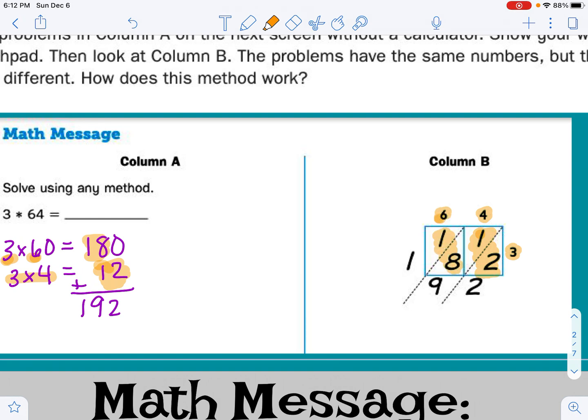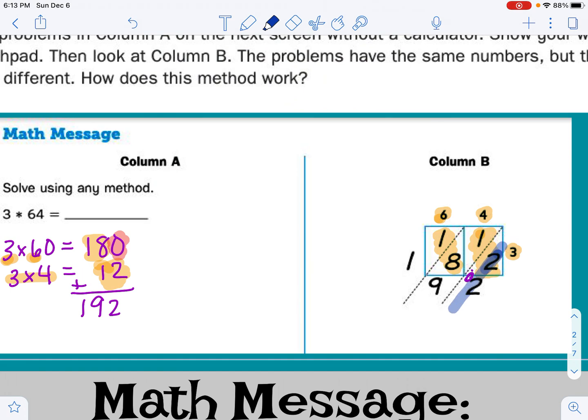It makes me wonder about the 0. We still have this 0 here that we didn't do anything with. But when I look over here, I could have put a 0 right here to make it 180, and it wouldn't have changed my answer at all. So it makes me wonder if the lattice method just doesn't include that 0, but it still puts the numbers in the right place. Because the other thing I'm noticing about this lattice method is that I'm getting my answer by adding up these diagonals from the boxes.